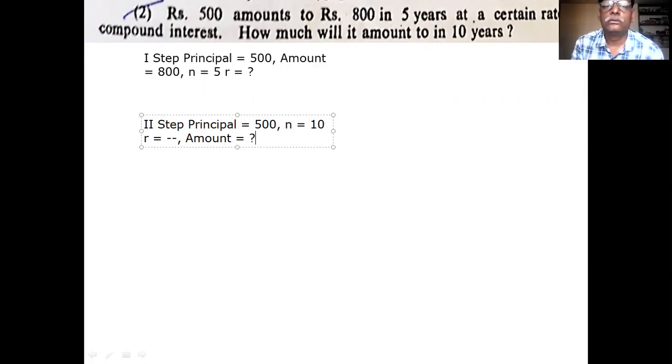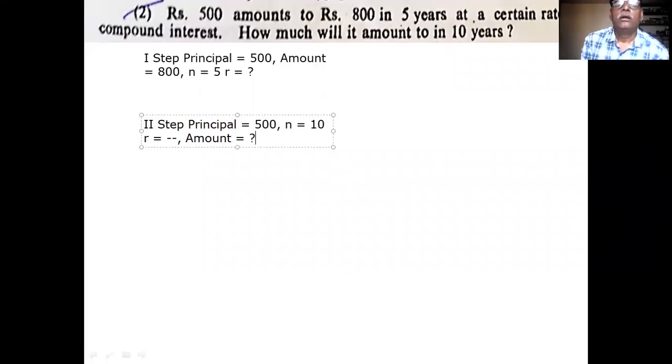Any doubt? In the first step, you take principal 500, amount 800, n 5, R question mark. Apply the compound interest equation and calculate the R value. And in the second step, you take 500 principal, n value 10, R value as per the first step, and calculate the amount.